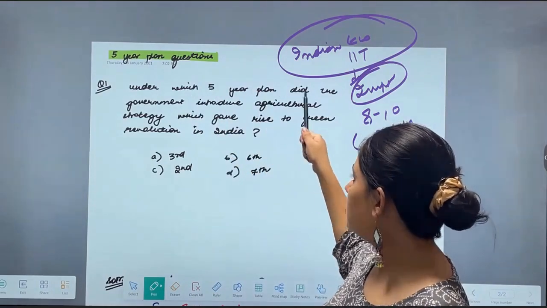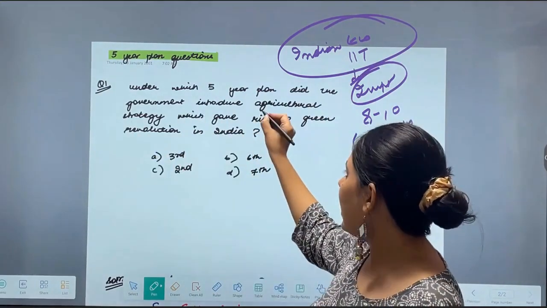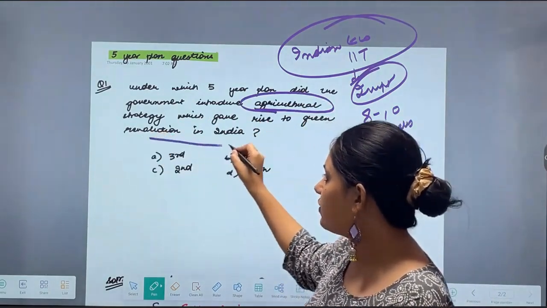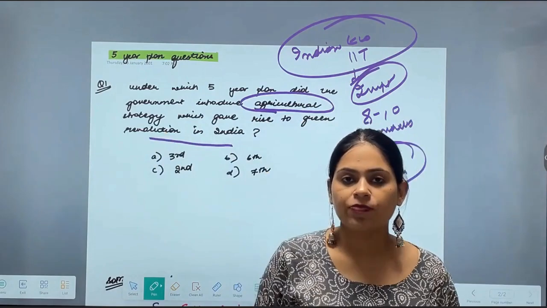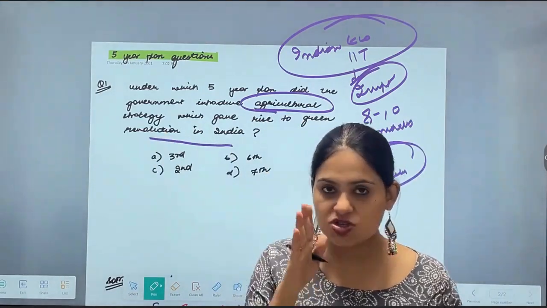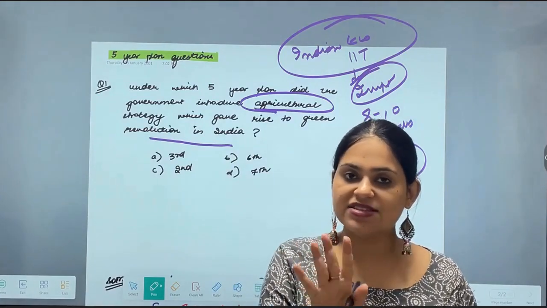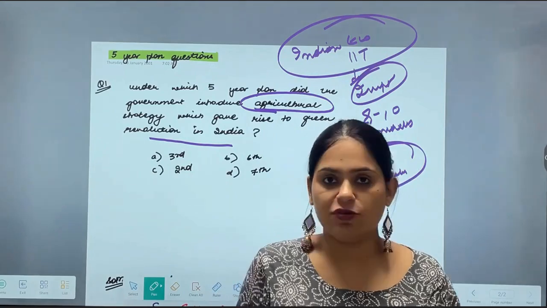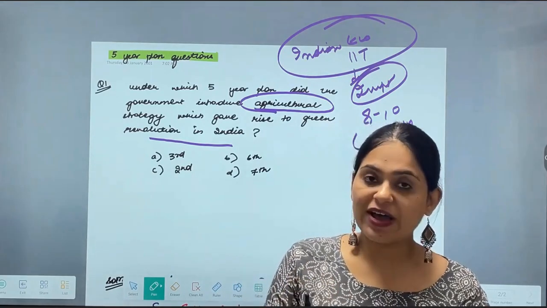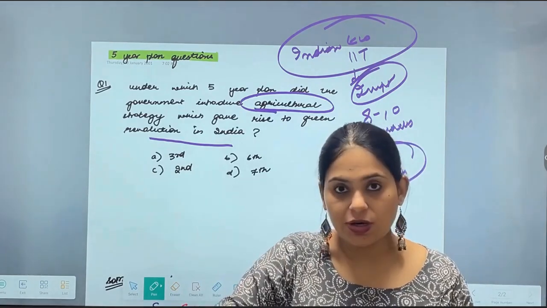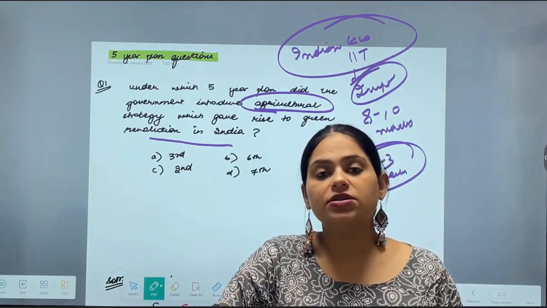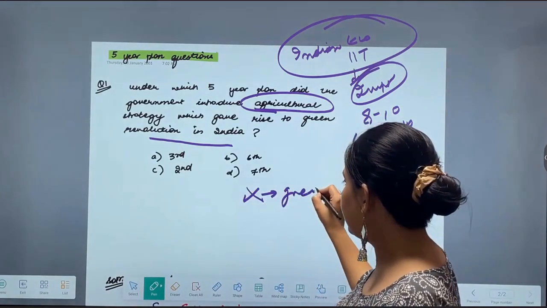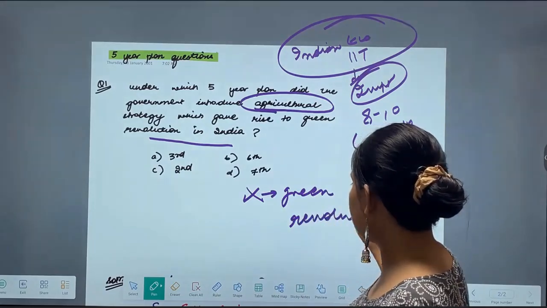Under which 5-year plan did the government introduce an agricultural strategy which gave rise to the green revolution in India? Many students will focus on the words green revolution. That itself is wrong. It is not asking which 5-year plan brought the green revolution. It is asking which 5-year plan focused on agriculture which later brought the green revolution. It is not asking which 5-year plan had the green revolution in it. I am telling you, this is a very common mistake.